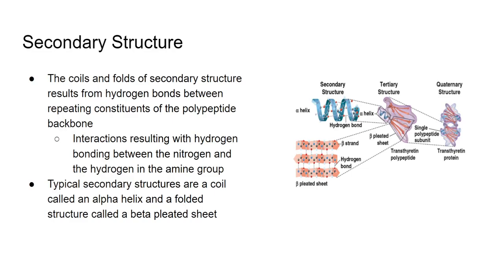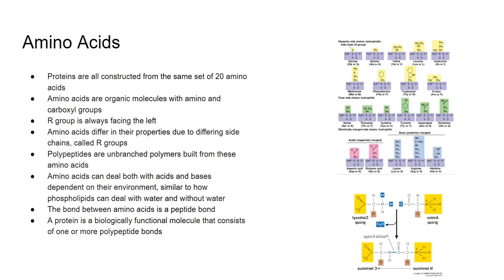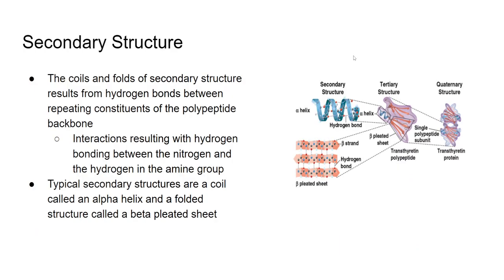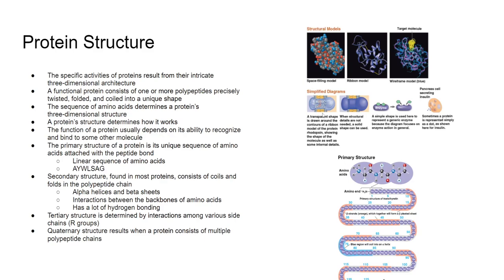We get into the secondary structure now. So the coils and folds of secondary structure result from hydrogen bonds between repeating constituents of the polypeptide backbone. So the interactions result from hydrogen bonding between the nitrogen and the hydrogen in the amine group. So if we were to look at the amino acids' polypeptide backbone, we would see this amine group here, and then essentially that amine group would hydrogen bond with the nitrogen in its amine group, right?